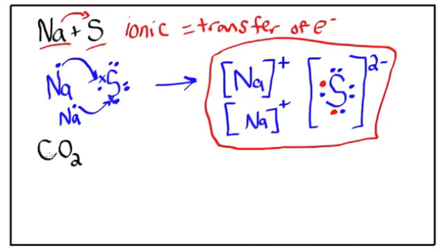Now, I notice that I have 2 nonmetals. When I have 2 nonmetals, that's a covalent bond. Covalent means co-valence electrons, they're sharing their valence. So carbon, that's 1, 2, 3, 4. Oxygen, now I have 2 oxygens.